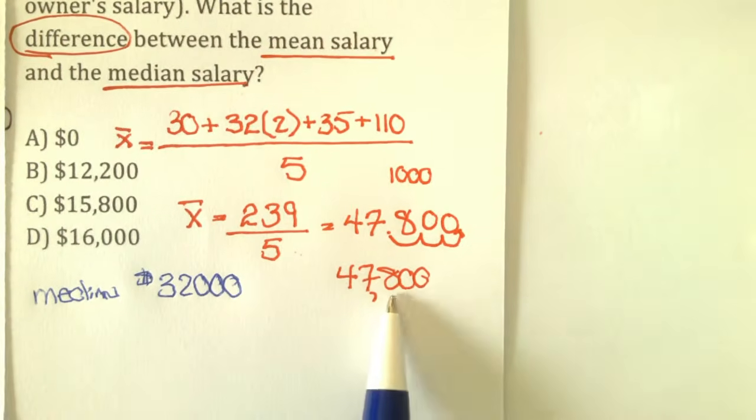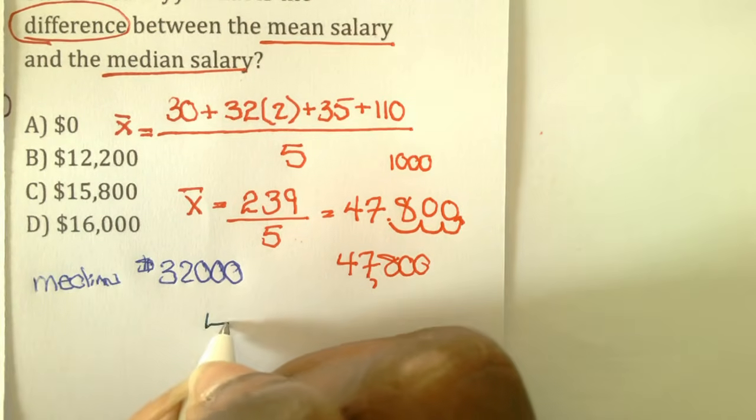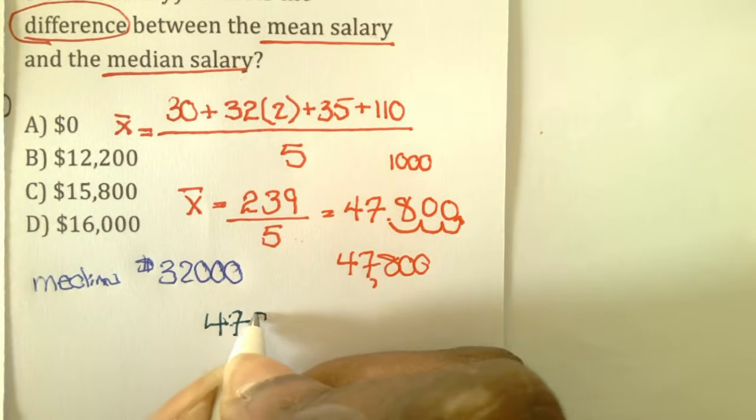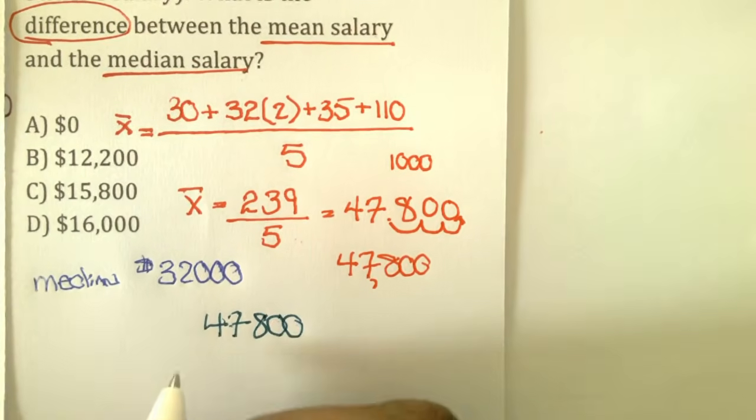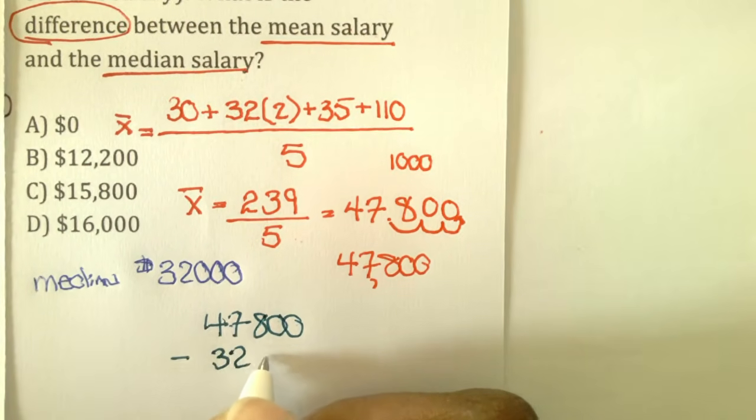So they're looking for the difference of these two. That means we're taking a look at 47,800 minus my 32,000.